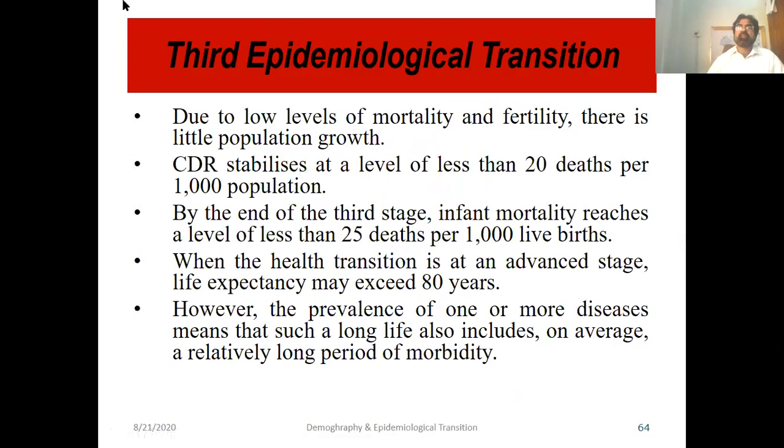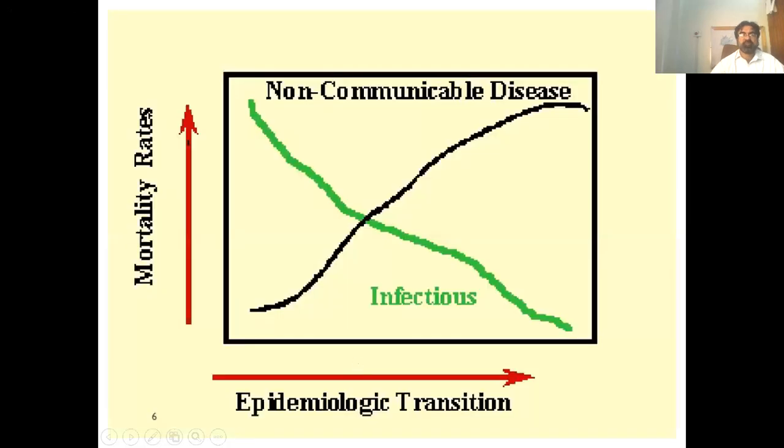Due to low levels of mortality and fertility, there is little population growth. Crude death rate stabilized at a level of less than 20 deaths per 1,000 population. By the end of the third stage, infant mortality reaches a level of less than 25 deaths per 1,000 live births. When the health transition is at advanced stages, life expectancy may exceed 80 years. However, the prevalence of one or more diseases means that such a long life also includes, on average, a relatively long period of morbidity. So this is the comparison. Infectious diseases went down, but non-communicable diseases increased in number. They have more prevalence than infectious diseases.